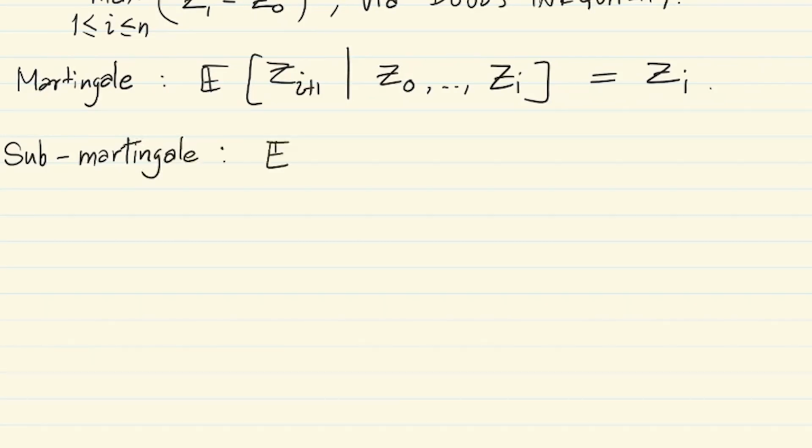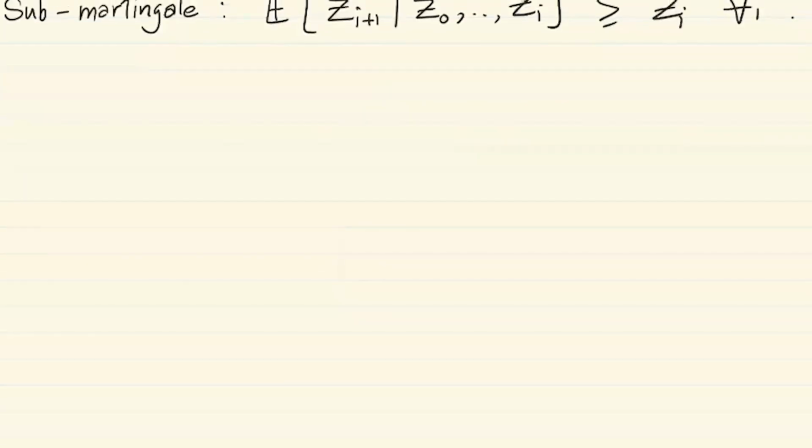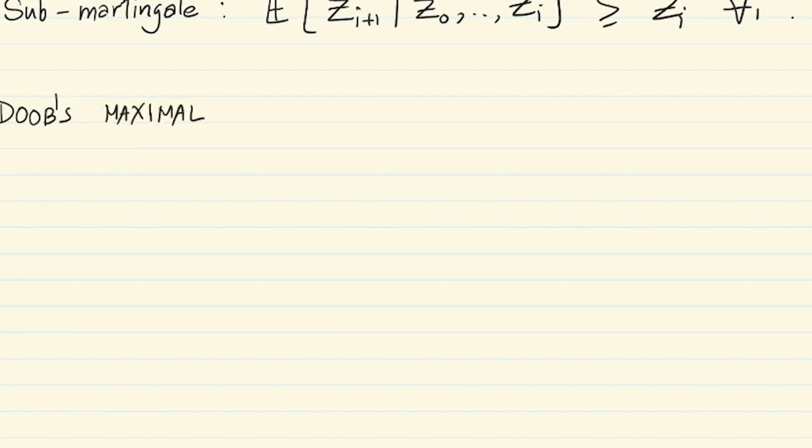Which says that the expected value of Zi plus 1, the same conditional expectation, is at least Zi, for all i. So this is a generalization of a martingale. The conditional expectation is at least the current value. With this we can state the famous Doob's maximal inequality for submartingales.